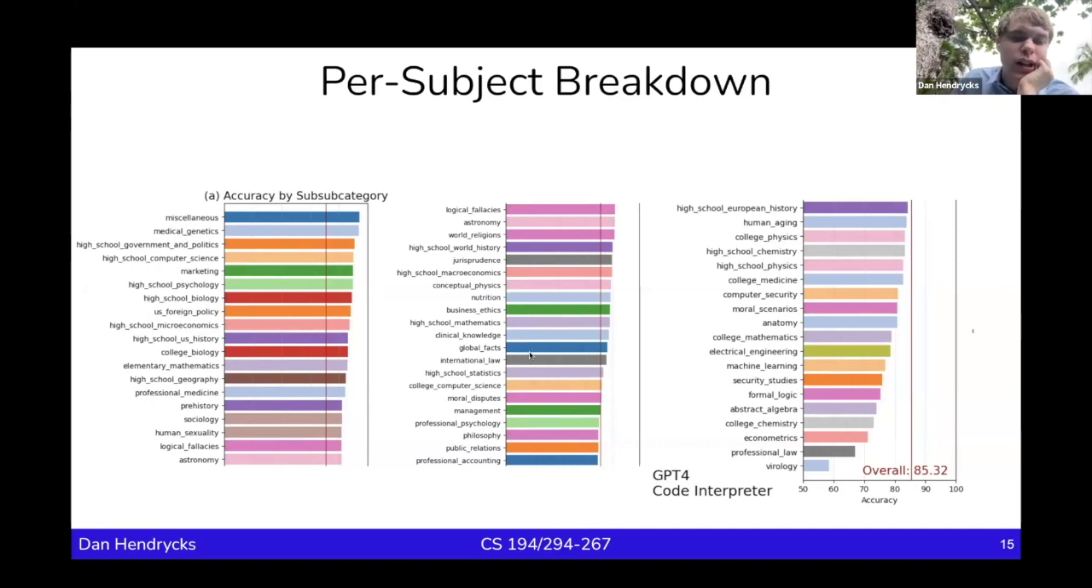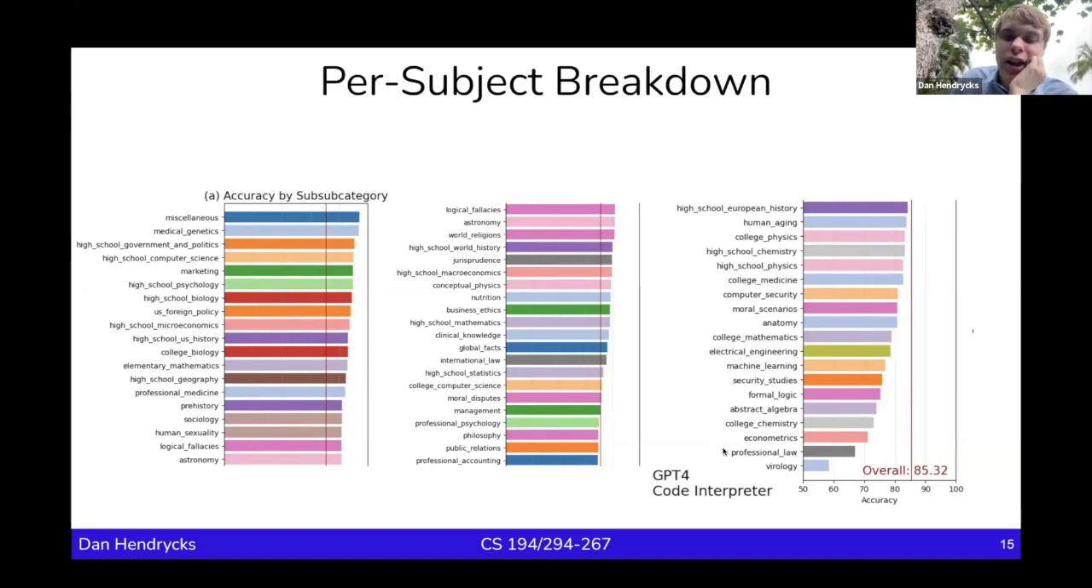But as we can see, there's a lot of other subjects one might care about: business ethics, high school statistics, college physics. College physics is a difficult exam. This is basically the exam for PhD programs in physics, and it's getting 83% accuracy or so. Very impressive.